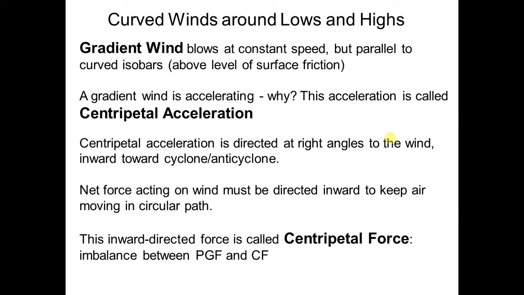Now, a gradient wind is always accelerating because it's changing direction. Even though the speed isn't changing, the direction is, so it's accelerating. That acceleration caused by changing direction is known as the centripetal acceleration. The centripetal acceleration is directed at 90-degree angles to the wind, inward toward either the cyclone or anticyclone. The net force acting on the wind must be directed inward toward the low or high to keep the air moving in the circular path. Otherwise, it would move in a straight line at the same speed.